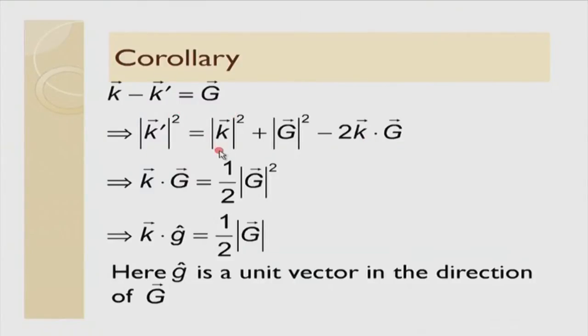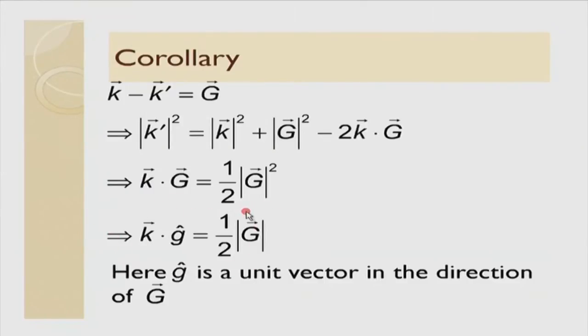Now the magnitudes of k prime square and k square have to be the same, because we know that the wavelengths do not change in a standard Bragg reflection. So this gets cancelled out. You write this equation as k dot G, and taking 2 on this side, it is half G squared. Now take G as the magnitude, so if you divide by the magnitude of G, you can write this as k dot G-hat, where G-hat is a unit vector in the direction of G. In other words, the Laue condition can be written as: if you have a wave vector k, and k dot G-hat turns out to be equal to half G, then the condition of Bragg diffraction is satisfied.